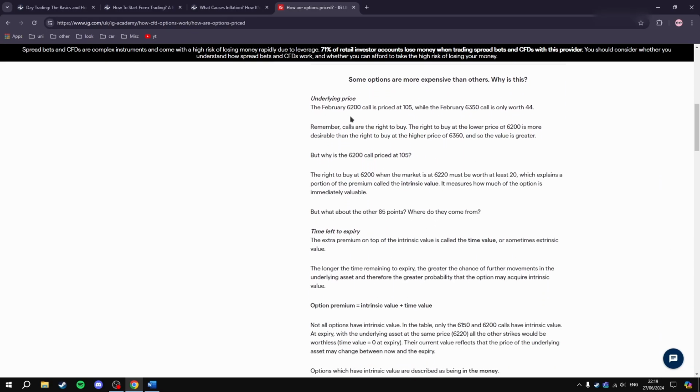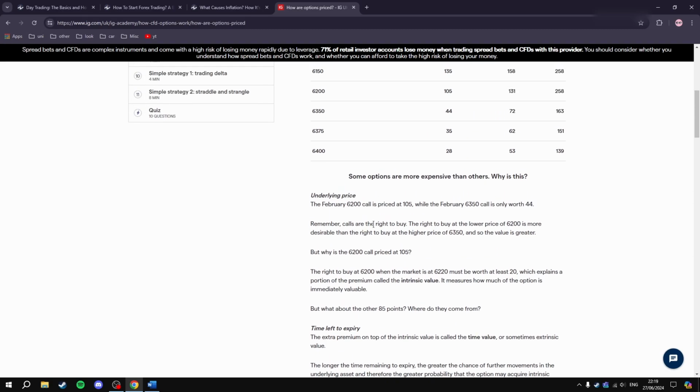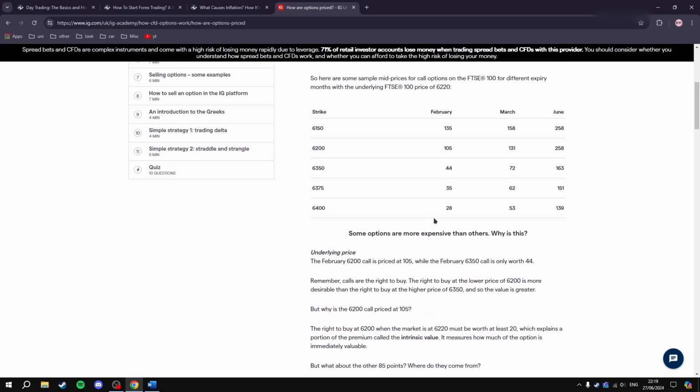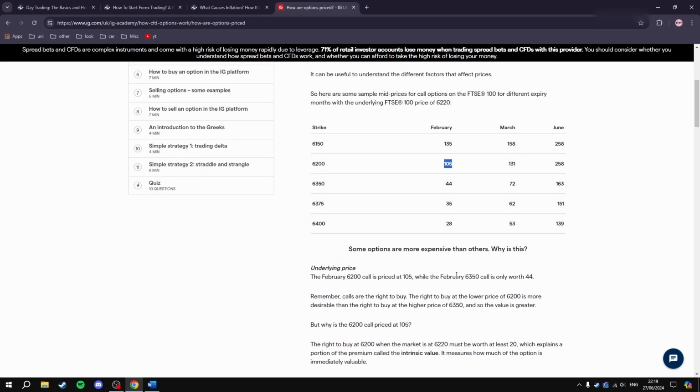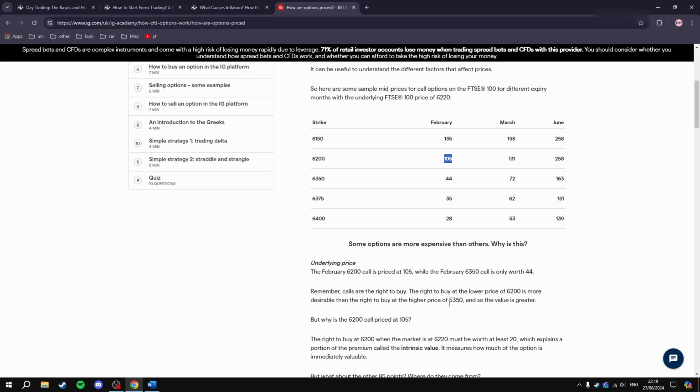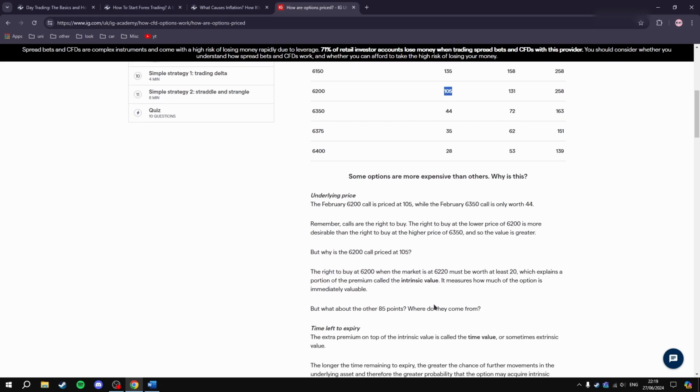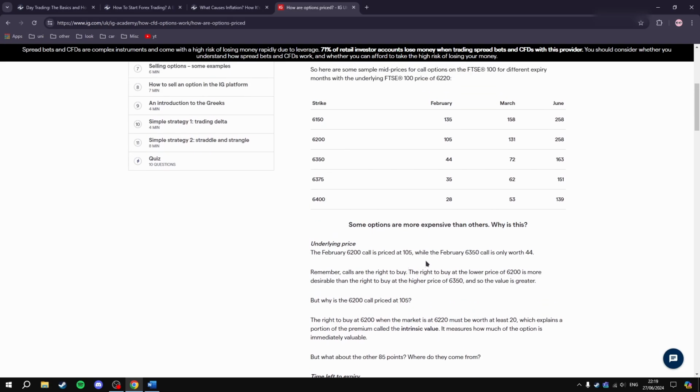Why is this? Underlying price. The February 6200 call is priced at 105, while a February 6350 call is only at 44. Remember, calls are the right to buy. The right to buy at the lower price of 6200 is more desirable than the right to buy at the higher price of 6350, and so the value is higher. But why is a 6200 call priced at 105?